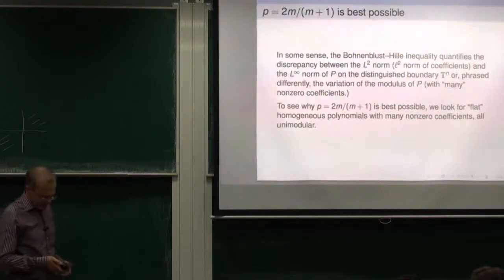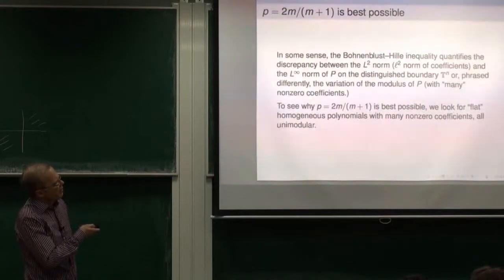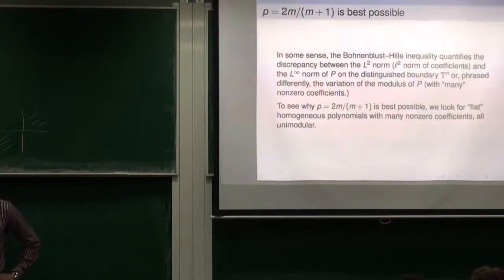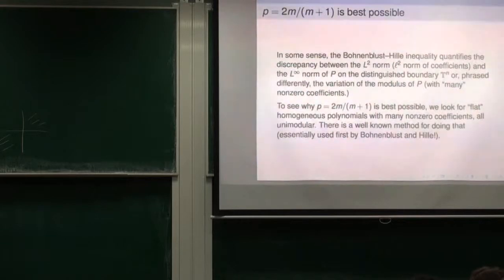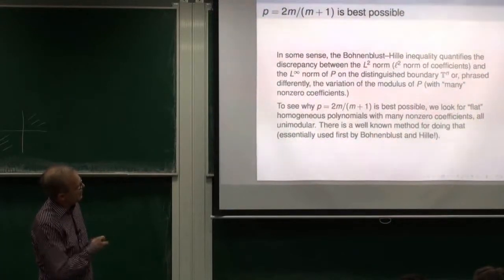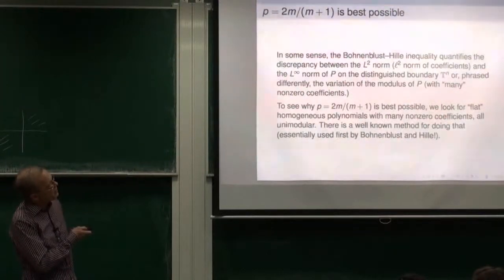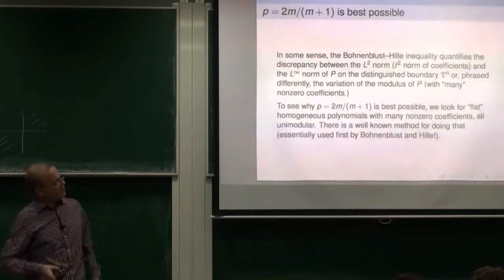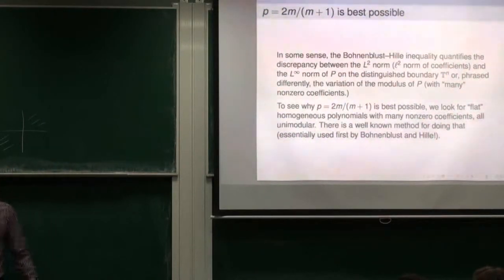To see why p is the best, well, what one can do is to look for as flat as possible homogeneous polynomials with many non-zero coefficients, all unimodular. So then you can use some standard tools to find polynomials like that, and that's exactly what Bohnenblust and Hille did. I guess they basically invented things that later became known as Rudin-Shapiro polynomials, which are polynomials that are as flat as possible. So that's a way to see that p is best possible. Simply construct polynomials like that. Rudin-Shapiro is the name for polynomials of that kind that were constructed by Rudin and Shapiro in the 50s.